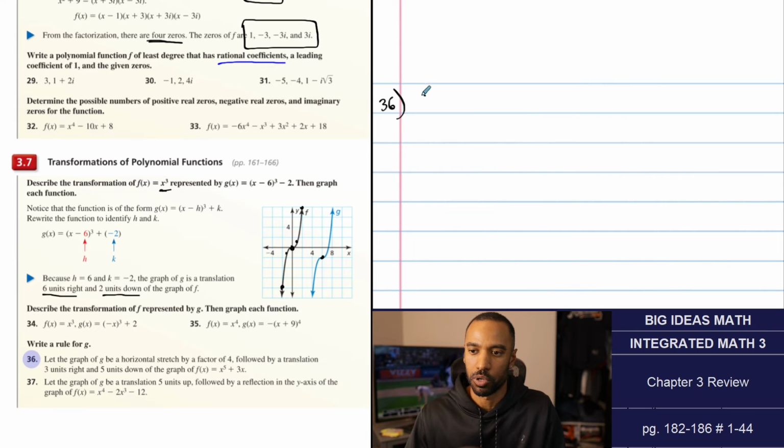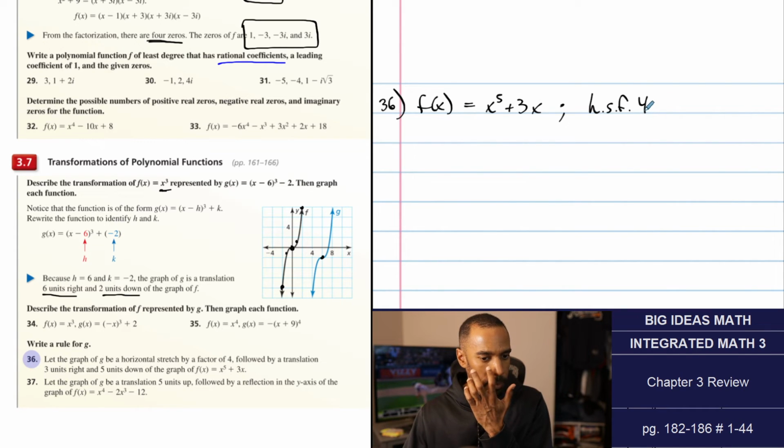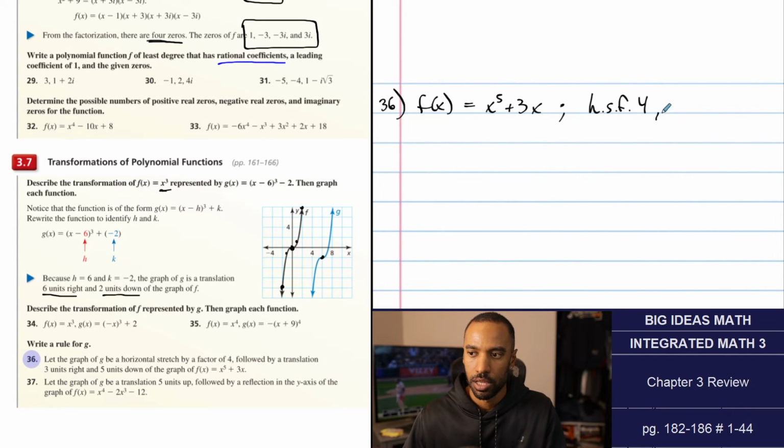That means our final result should also be written in standard form. If you look at an answer key or something, that's what we're going to expect to see. So let's go ahead and follow up on that. So we have x to the fifth plus 3x. Now for g of x, we're going to do the following. We're going to do a horizontal stretch by a factor of 4, which we've got to talk about a little bit, and a translation 3 units right and 5 units down.